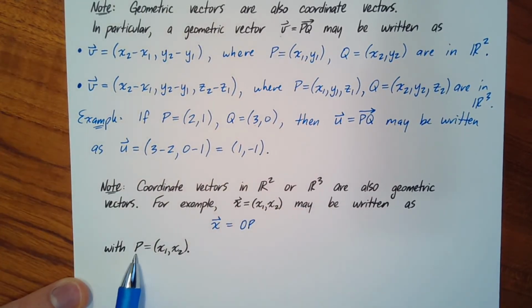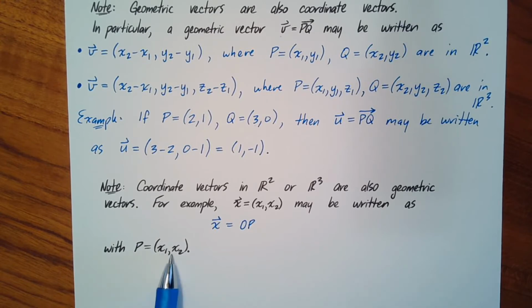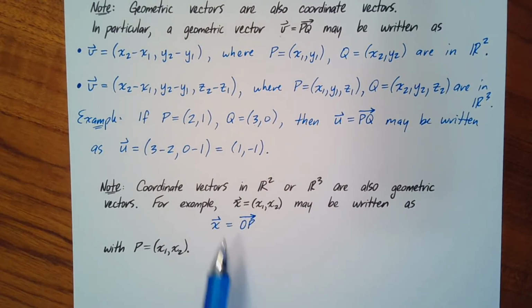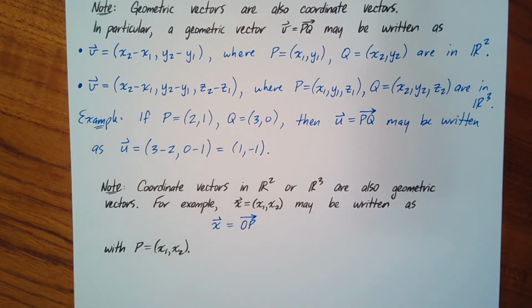And notice that this point P, like all points in R2, has an x coordinate and a y coordinate. Just take the x and y coordinate of this point P to be exactly what the coordinates of the original coordinate vector were that you started with. And that's a perfectly reasonable terminal point. So now we have an initial point of the origin and a terminal point of this point P, which is obtained just by taking exactly the coordinates of the vector you started with. And if you form that geometric vector, that gives you a way to express this coordinate vector that we were originally given as a geometric vector.